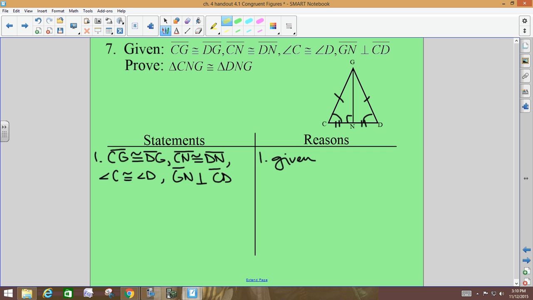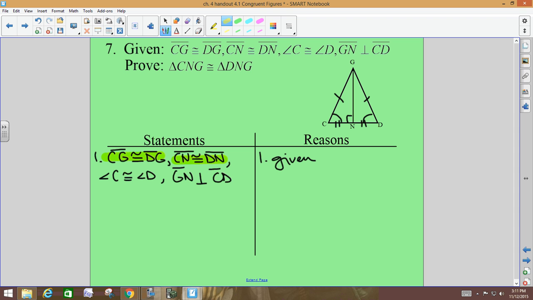Looking at the given, we have 1 pair of sides, CG and DG, and the second pair of sides, CN and DN. Well, what is the third side of triangle CNG? That's not marked yet. GN. What's the third side of triangle DNG that isn't marked yet? GN. So they both use GN.